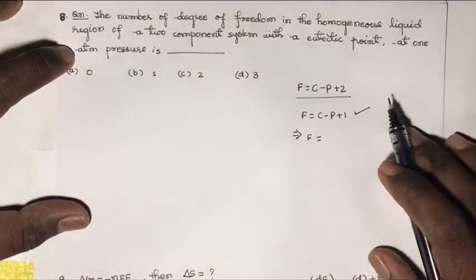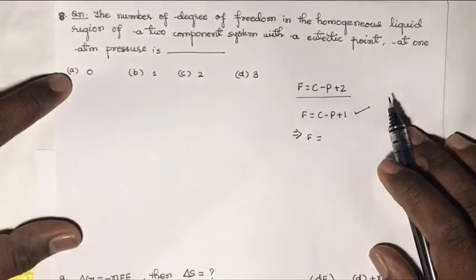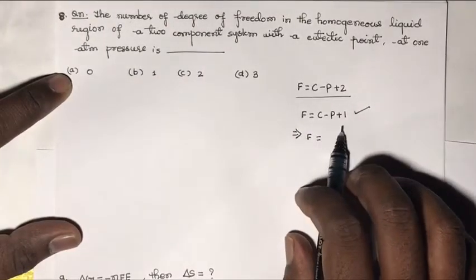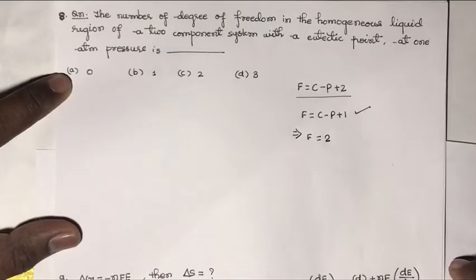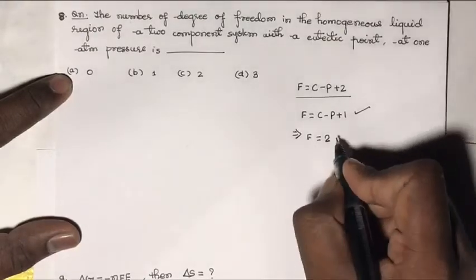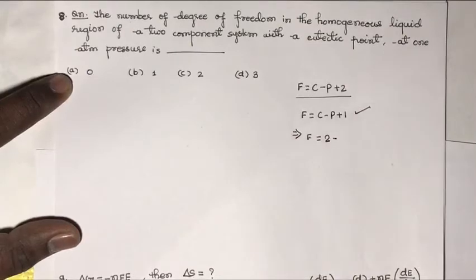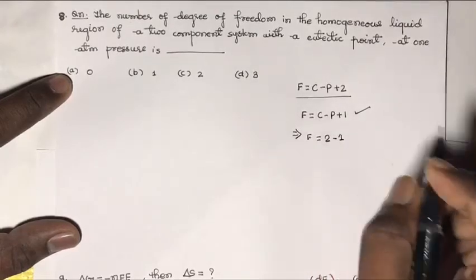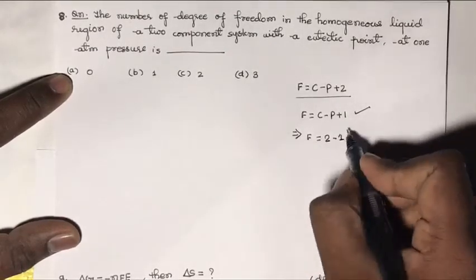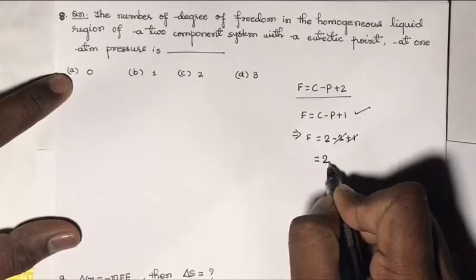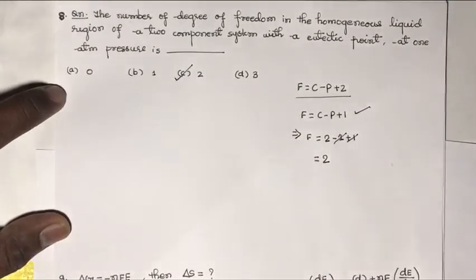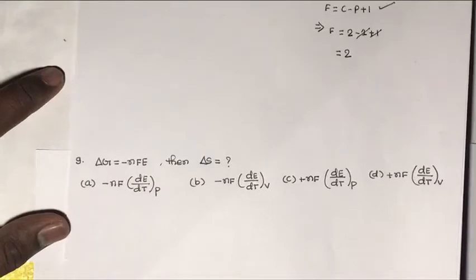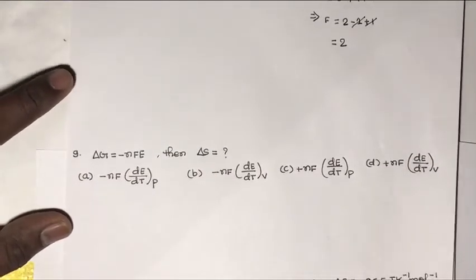Now the component, this is the two component system. So this is the degree of freedom, this is the component, this is the number of phases. So this is a two component system, so the value of C will be 2. Now the value of P is the number of phases, and this is the eutectic region, so both of them will form a single phase. So this will be 1 and this will be 1. 1 will be cancelled out, and overall the value will be 2. So in this case the correct option is 2. So this is the degree of freedom.